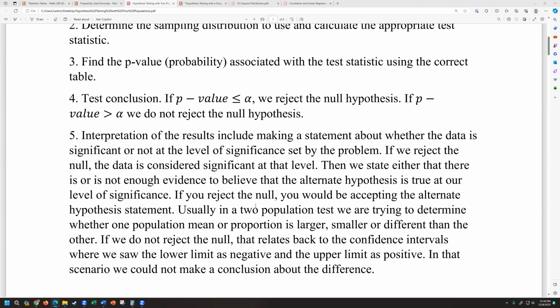If we do not reject the null, this relates back to the confidence interval levels that we were looking at when we did chapter 7, where we saw the lower limit as a negative and the upper limit as a positive. So when your confidence interval went from negative to positive, remember, we couldn't make a conclusion about that population mean, because we don't really know if the mean of one is larger or smaller than the other one, since we get positives and negatives in that interval together. So not rejecting the null is related back to those confidence intervals that had both signs in their intervals.